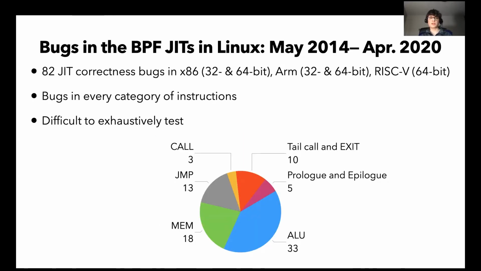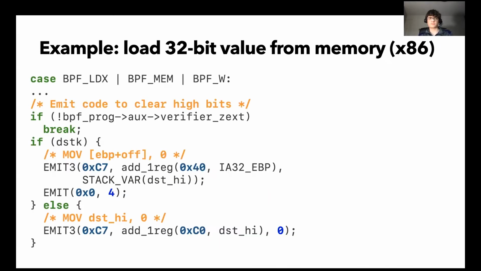To understand what sorts of bugs can be made while people are developing BPF JITs, we looked at the history of the BPF JIT development over the past 6 years. What we found is that there have been 82 JIT correctness bugs in the JITs for 5 different architectures. And these bugs exist in every category of BPF instruction, which makes it difficult to do exhaustive testing.